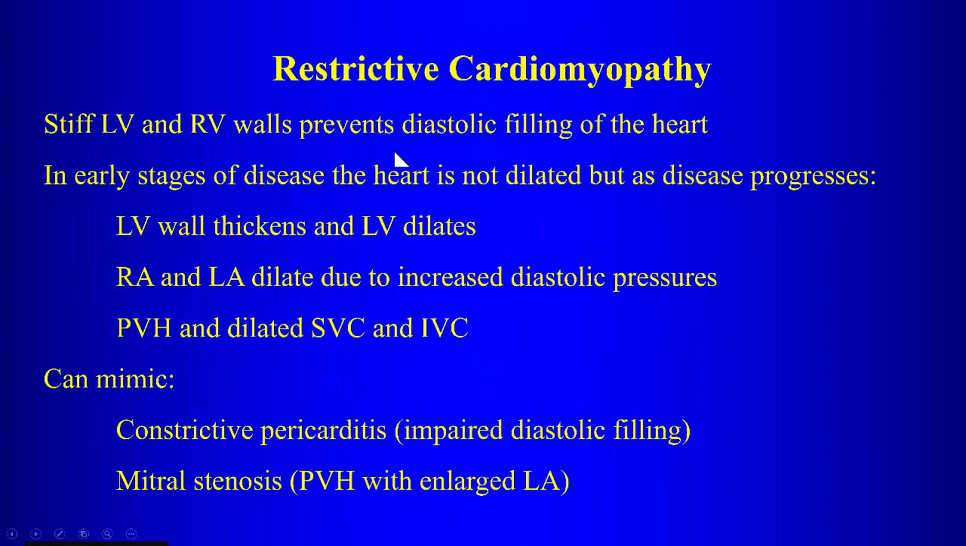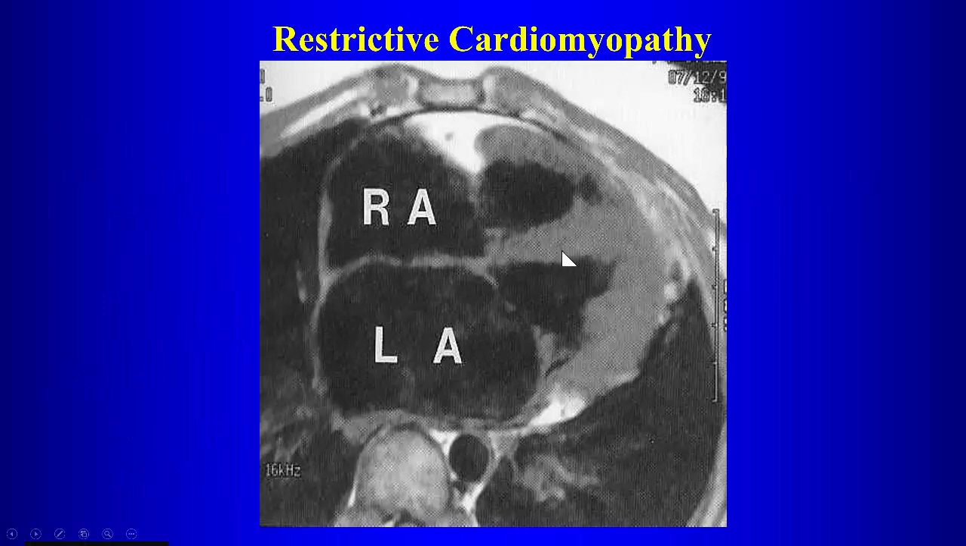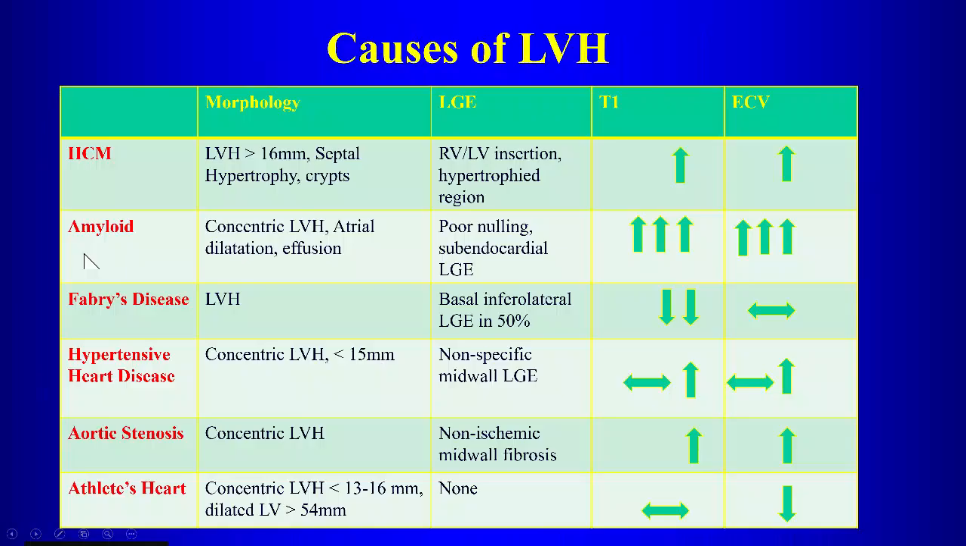So the stiff walls prevent diastolic filling of the heart. And so in the early stages, the heart is not dilated. Sometimes the wall can be thick, especially if you have these infiltrative disorders. It can mimic clinically constrictive pericarditis because that can also impair diastolic filling. And so when you have infiltrative disorders, you can have thickening of the myocardium, but because of the high filling pressures, you can also have dilatation of the atrium. So here you have dilatation of the right atrium and left atrium in this patient with restrictive cardiomyopathy.